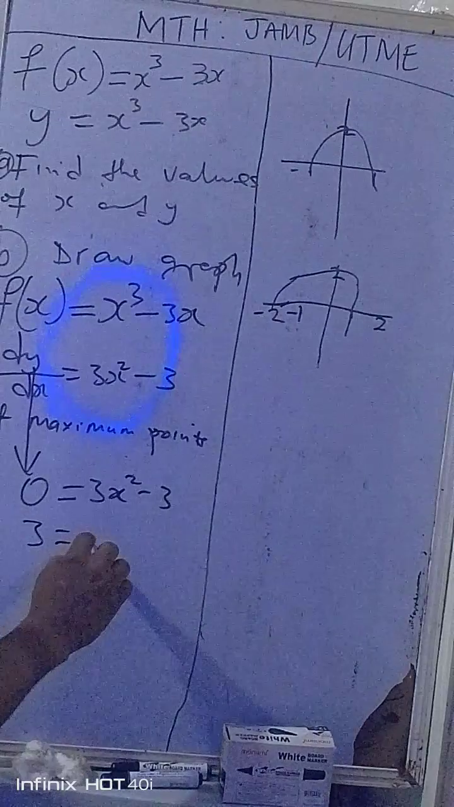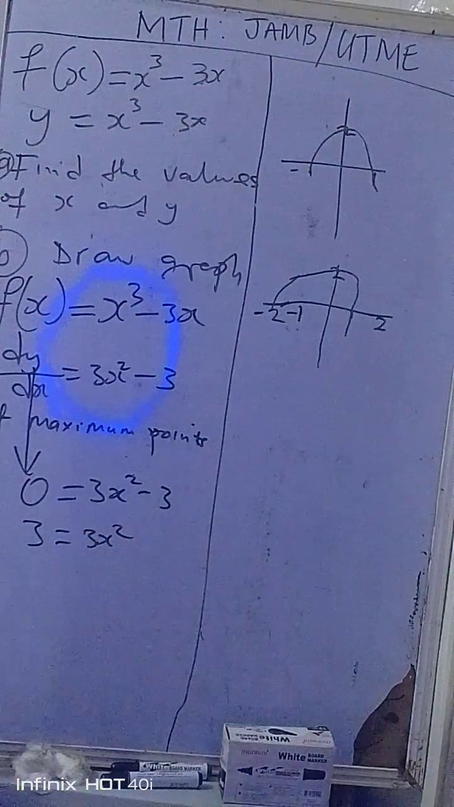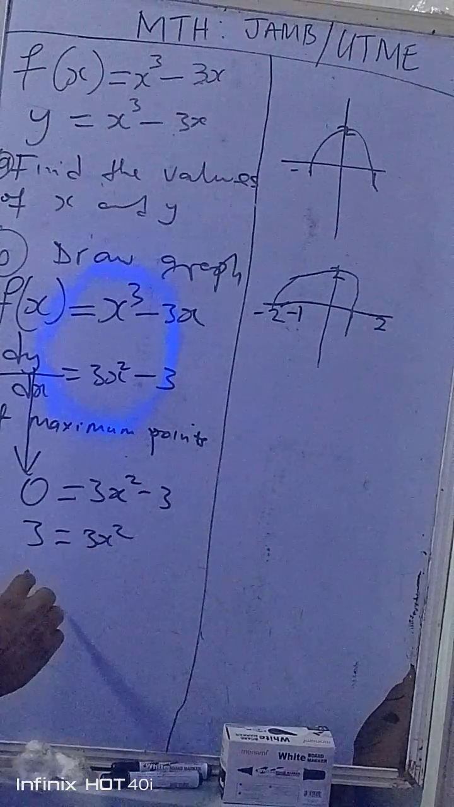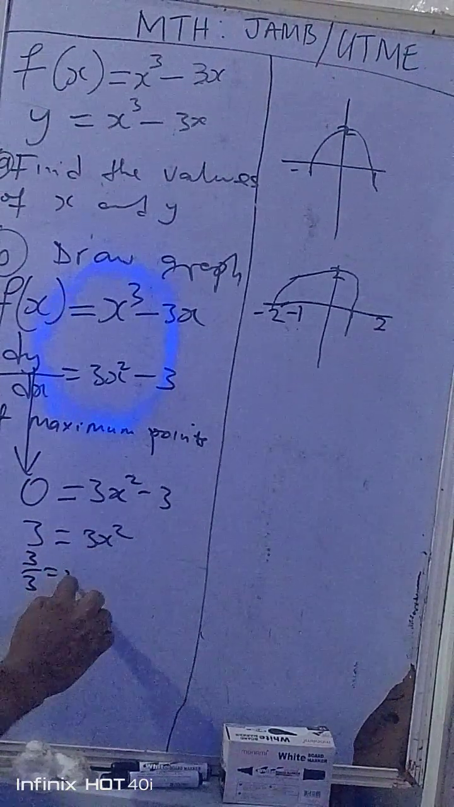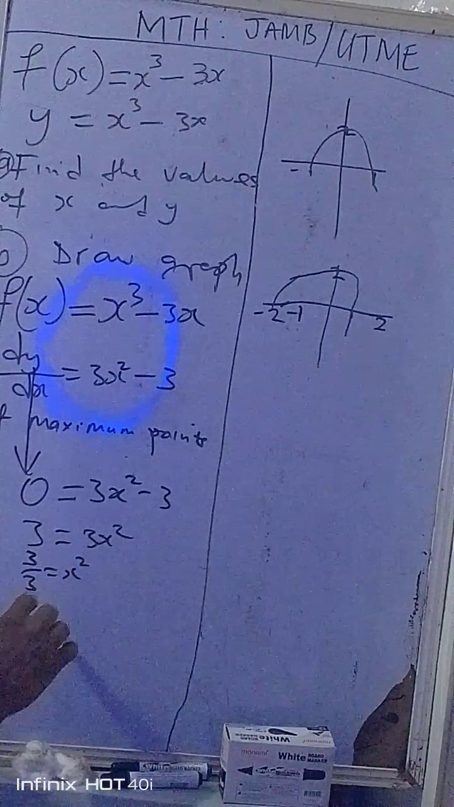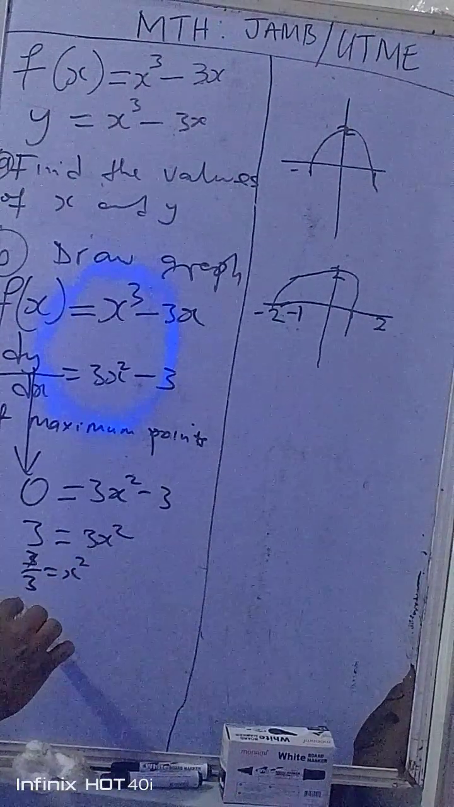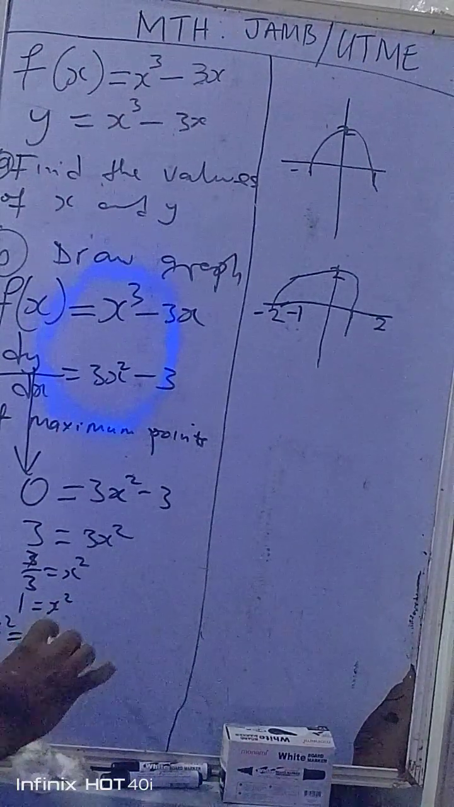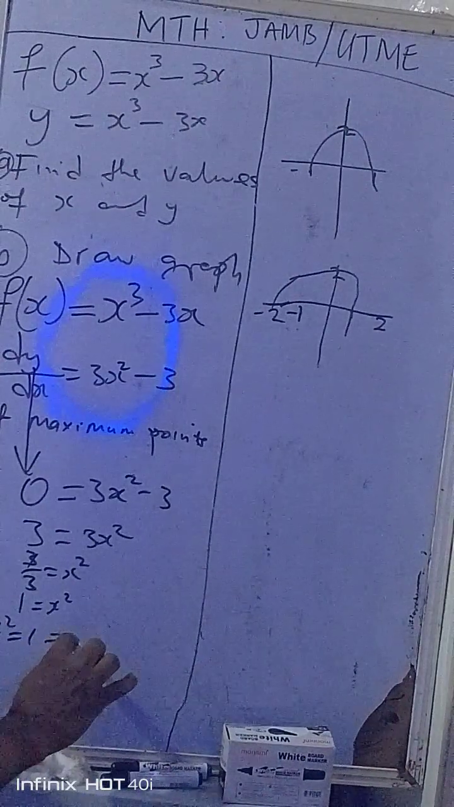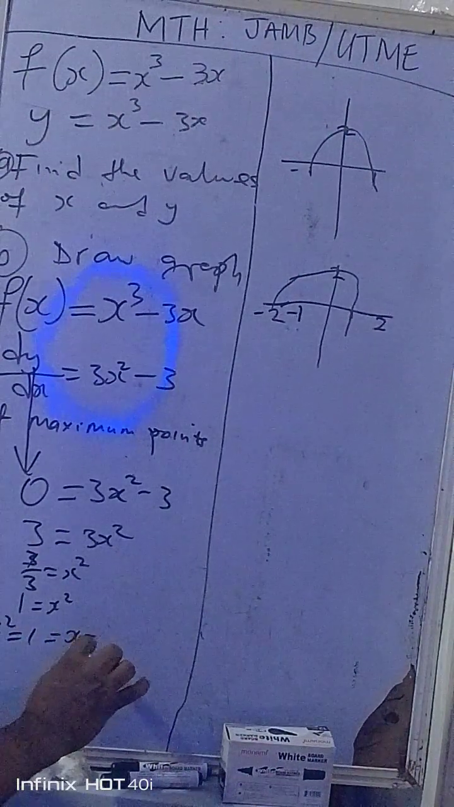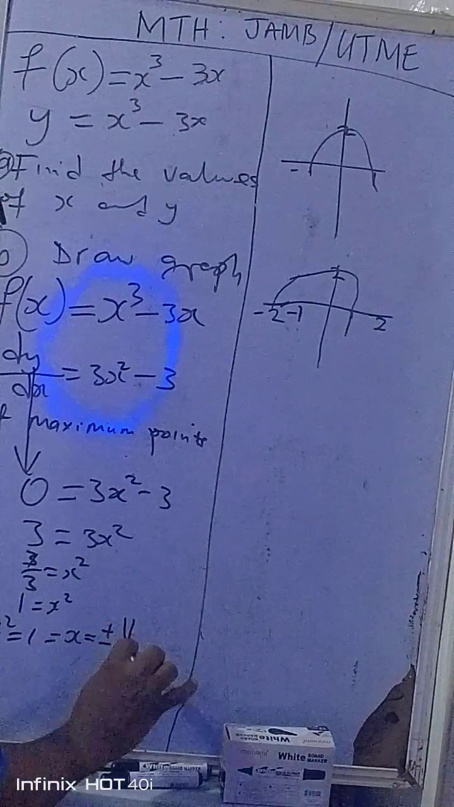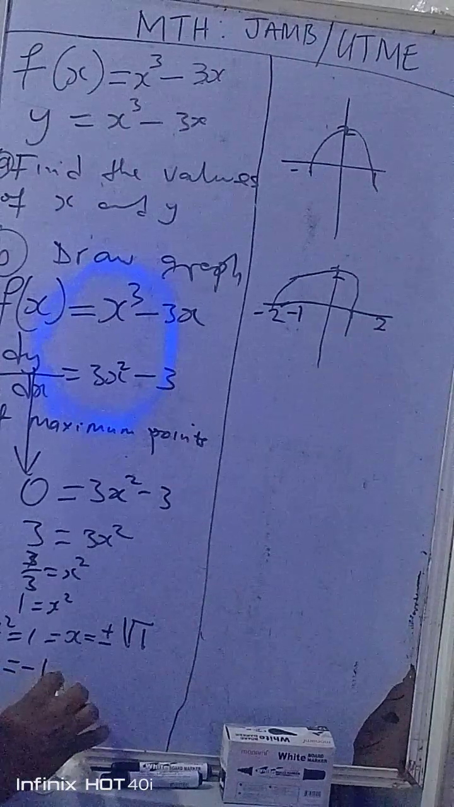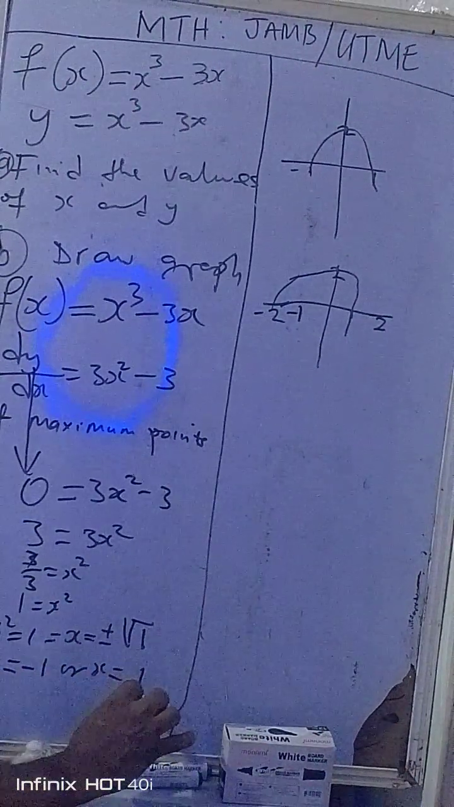Okay, so I will take minus 3 across the sign of equal to. I'm going to have 3 is equal to 3x squared. Now we have to make x the subject of the formula. If we do so, I'm going to have 3 over 3 is equal to x squared. So if I do so, this and this will go, so that will be 1. So 1 is equal to x squared. In other words, x squared is equal to 1, which in turn, the square root of x squared will now be equal to plus or minus the root of 1. So therefore, x will now be equal to minus 1, or x is equal to what? 1.